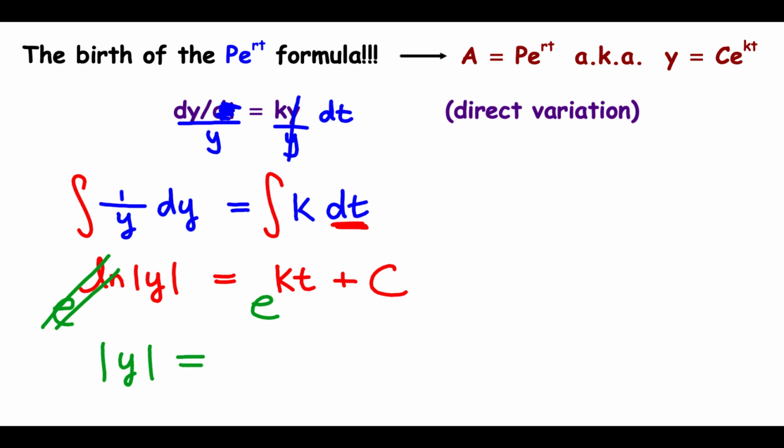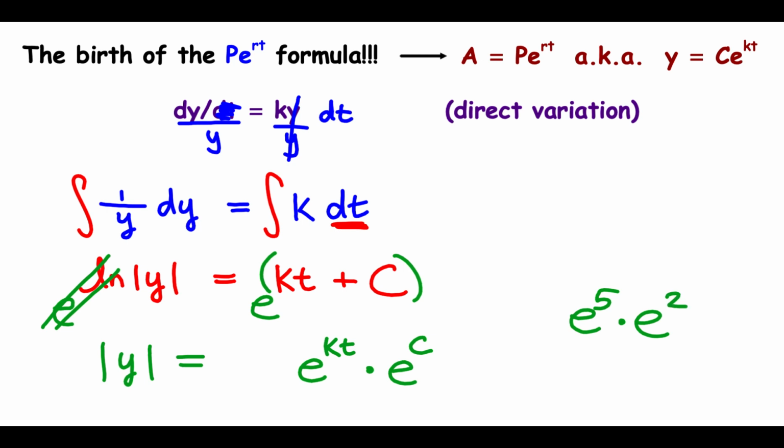Over here on the right, we're going to do a little bit of algebraic trickery. We have e to this power, and the two red items are being added together. So I'm going to say e to the kt times e to the c, which is totally allowed. Think about algebra. If you had e to the 5th times e to the 2nd, that wouldn't be e to the 10th. It'd be e to the 7th. e to the 5 plus 2.